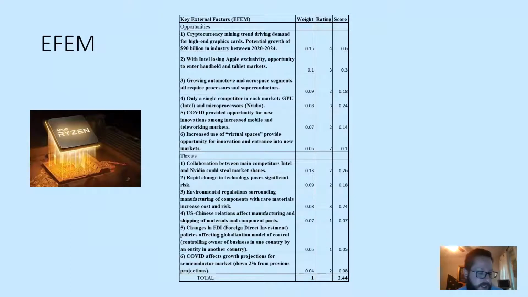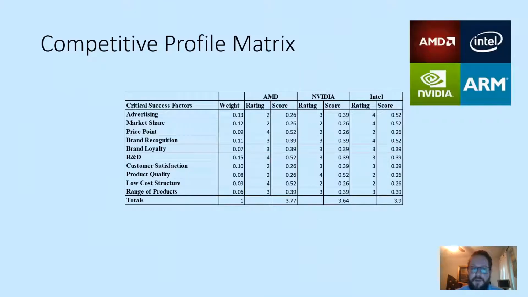And here I prioritized developing trends and potential new markets as the key opportunities, as far as the external factors go. So moving on to the competitive profile matrix, again, the big 3 really being AMD, NVIDIA, and Intel. The biggest factor really here was the market share.